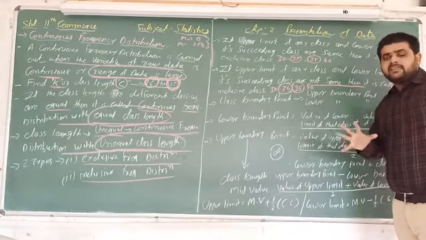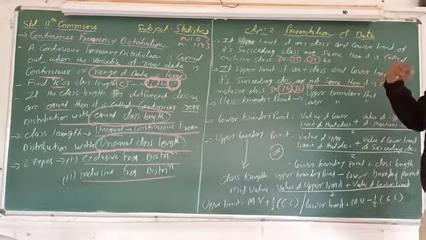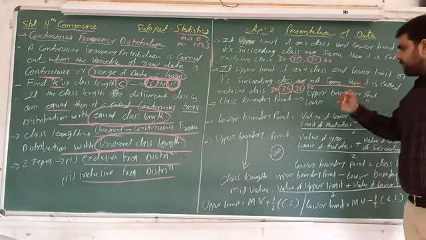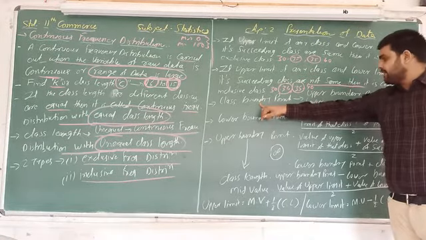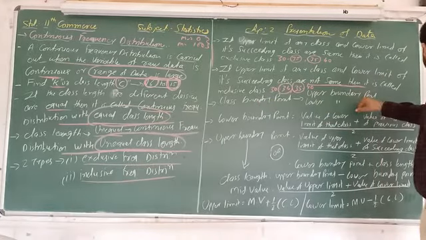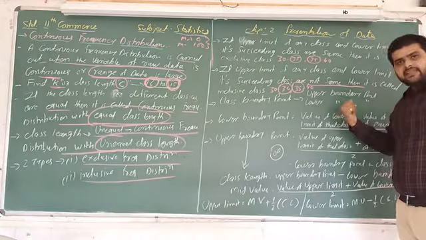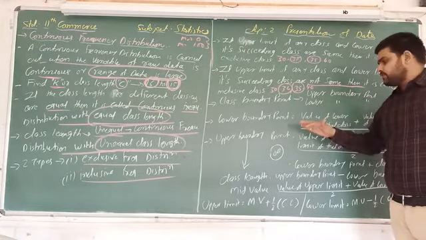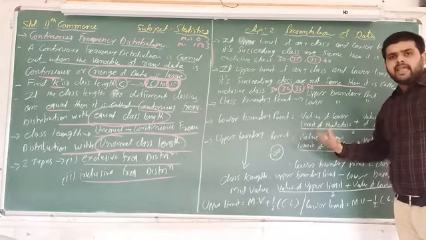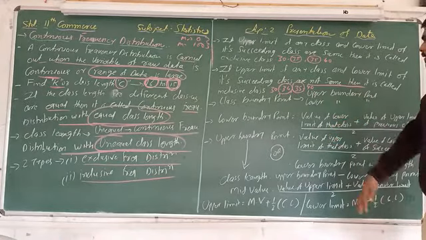And for that, there are some formulas to find the upper boundary point and lower boundary point of a class, that is, the class boundary points. So how can we find the upper boundary point and lower boundary point? With the help of formulas, we can find them.